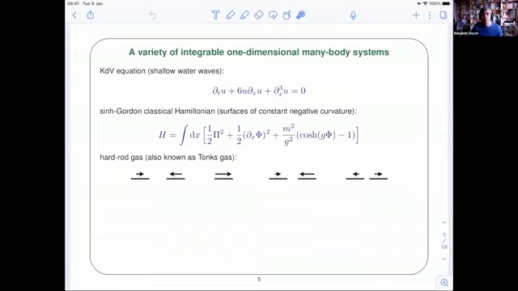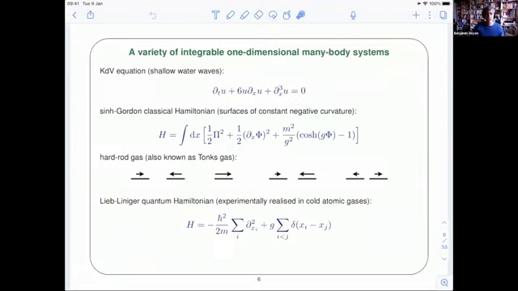Here's another type of model, which is also integrable, but of a very different type. It's not a field theory, it's not a hydrodynamic equation. It is a gas of particles. Here the particles are relatively simple. They just move left and right in a free fashion, except when they collide with each other, where they exchange their momenta. The only thing that's special is that these particles have a finite length. This is called the hard rod gas or the Tonks gas. It's been studied for quite a long time in statistical mechanics, in particular in the context of understanding hydrodynamics.